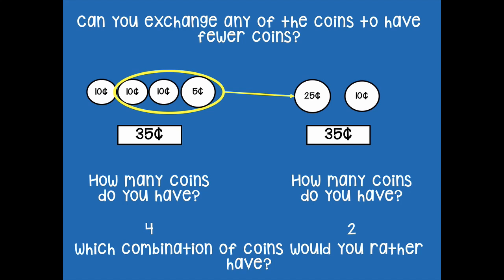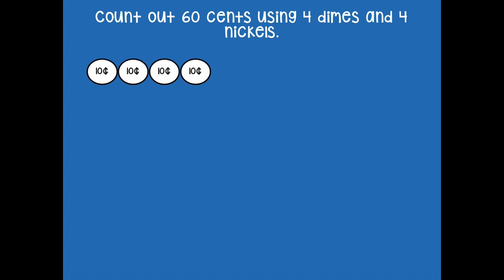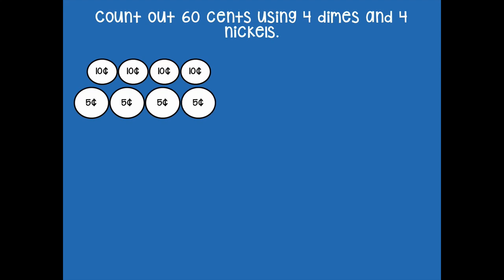Yeah, I'd rather have the one with less coins, right? With only 2. Awesome. All right, so let's look at another one, friends. So you're going to count out 60 cents using 4 dimes and 4 nickels. So go ahead and do that as I do it on my screen too. So you need 4 dimes and 4 nickels. So go ahead and get those coins out.